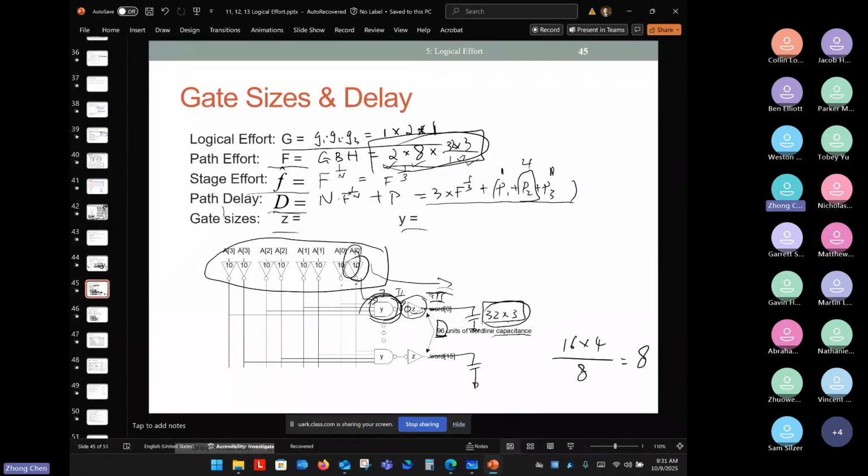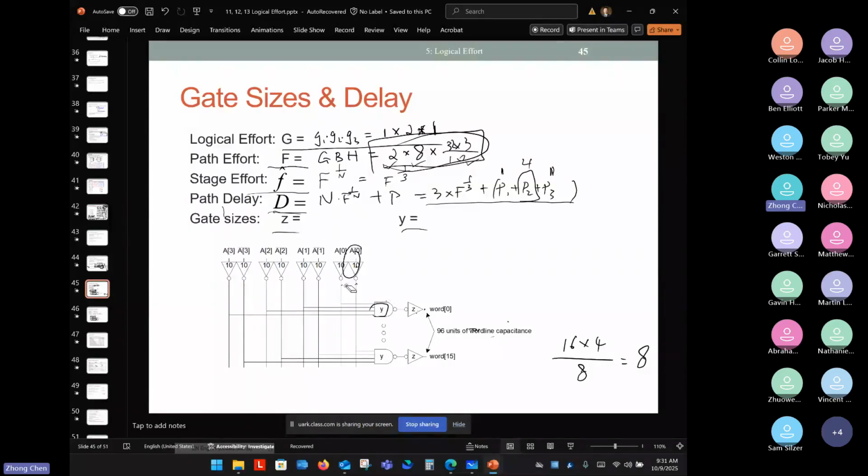Once you have the best delay time, another question is, what is the size of Y and Z? Let me erase some of the writing here. Okay, so much cleaner. So what is the size of the Y and Z that we have to use? For example, I still have this 96 capacitance here. So that is the last stage.